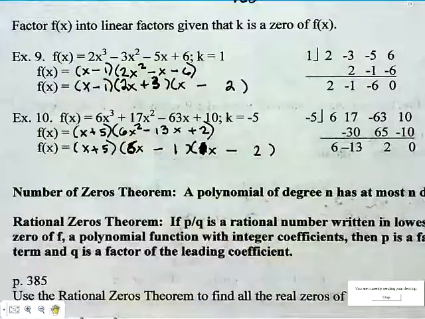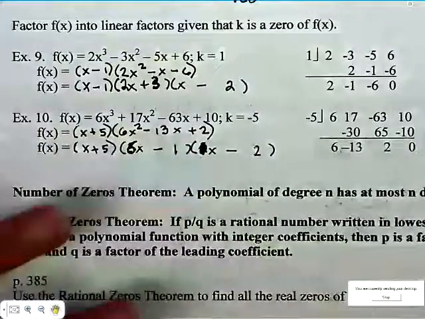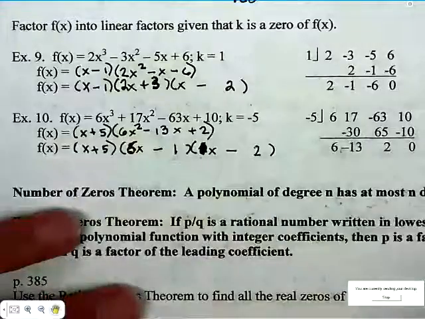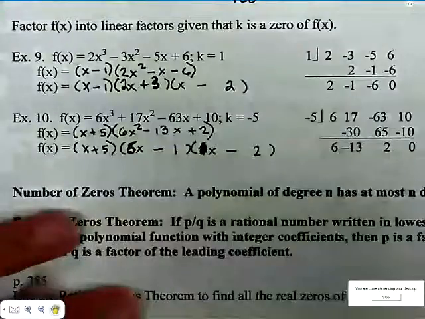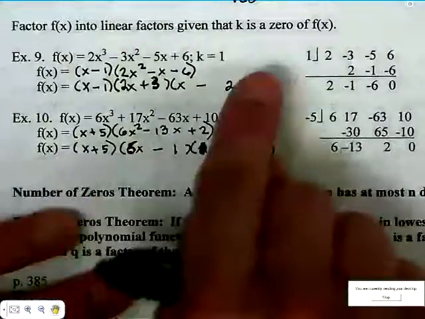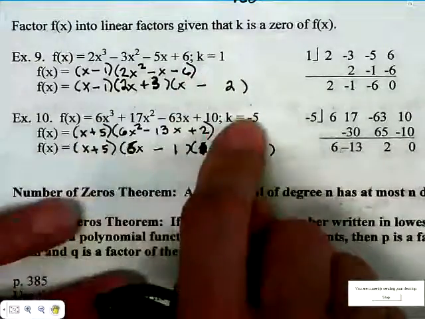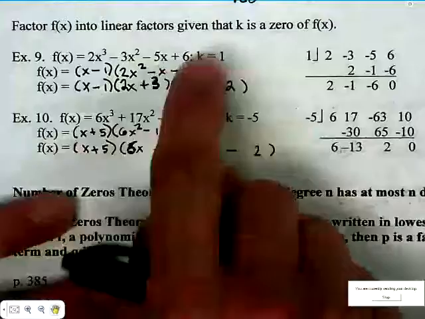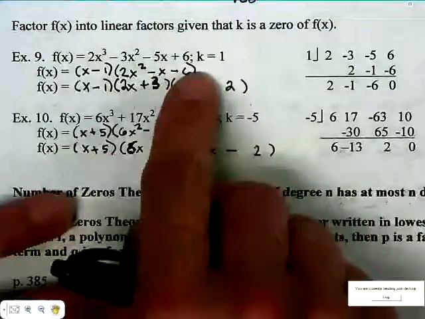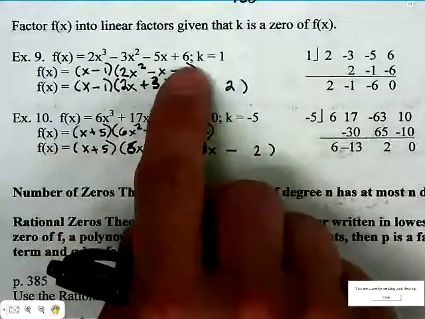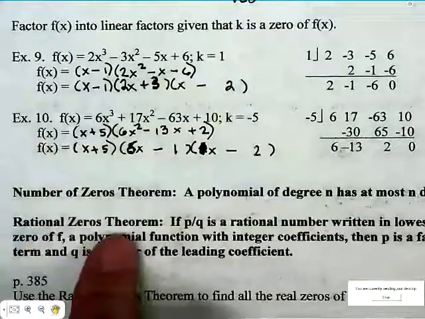All right, so we're almost there. Light bulb's almost on. In examples 9 and 10, I was given the first zero, and that allowed me to find the others. What if I'm not even given the first one? What if I have to find it myself? That's going to be the rational zeros theorem.